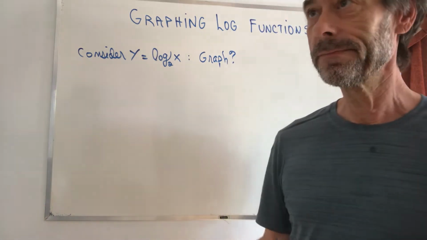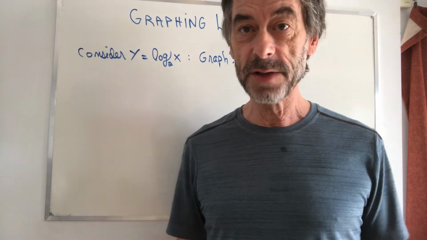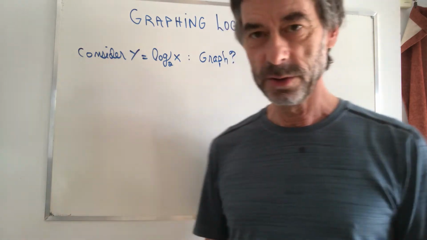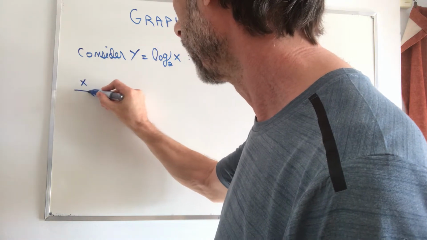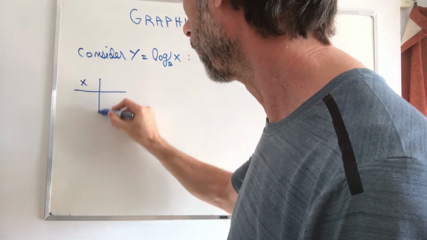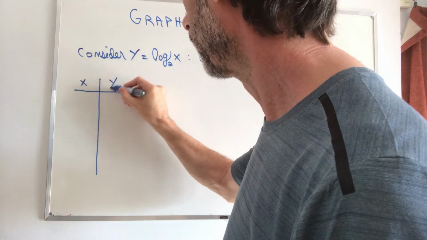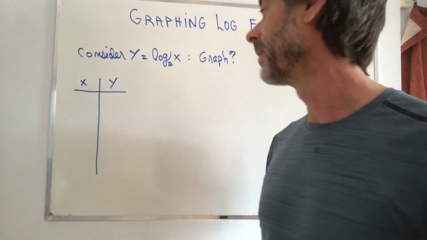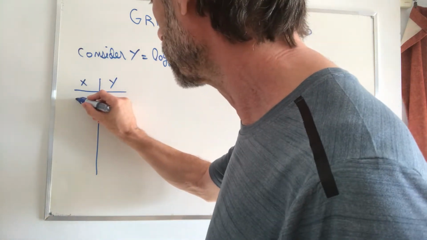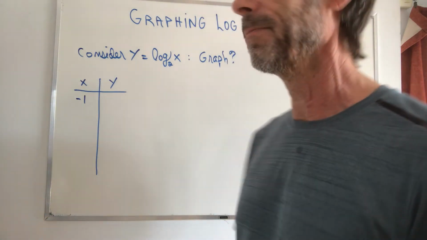Well, the best way to do that is still, has always been, will always be, a good old table of values. So x and y. I intend to take several values here to really illustrate the shape. So let's start with, say, -1.